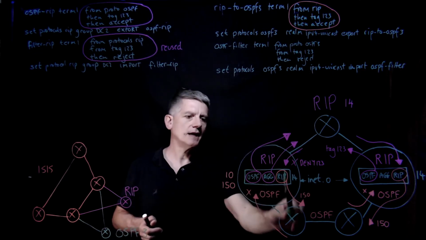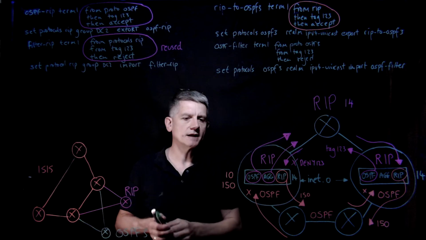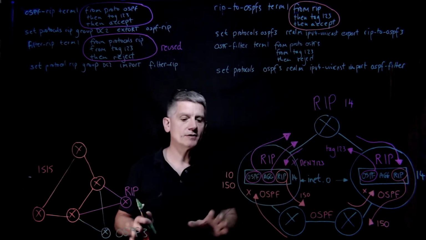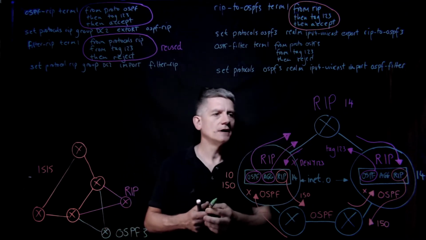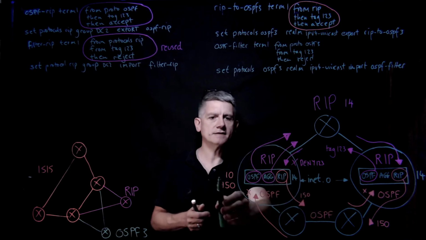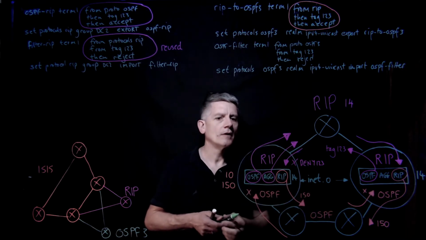So let's say that we had OSPF in the table here and it was sitting there with a preference of 10. As it goes out to the RIP, remember the RIP has had the preference lowered to 14. But even if it was 100, the fact is that the 10 could easily defend itself in the table.